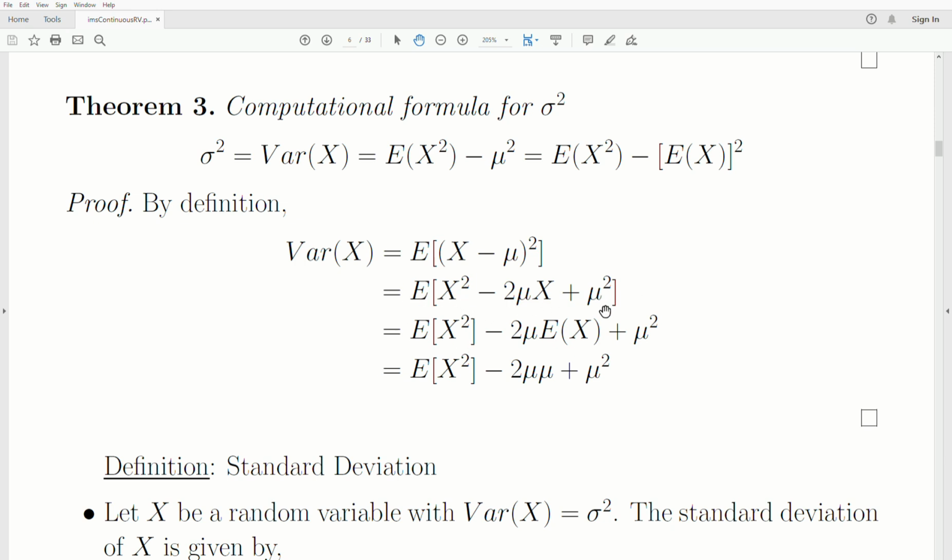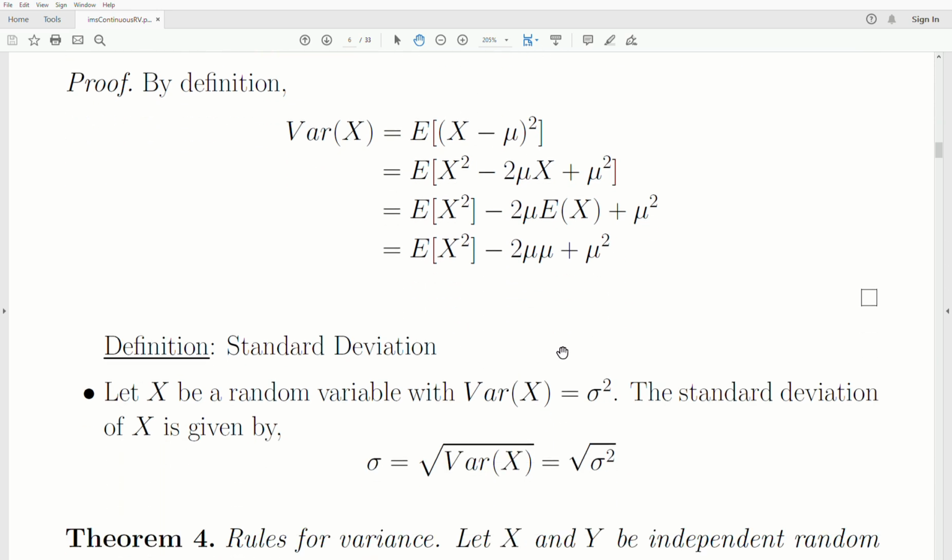Expectation is what's called a linear operator. It goes into each term, so we get the expected value of x squared. The 2 and mu are constants, so it just goes into the expected value of x plus this constant mu squared. Well, the expected value of x is mu, so we get minus 2 mu squared plus mu squared, which is minus mu squared. We have the expected value of x squared minus mu squared, which is this quantity here, and that's what we wanted to show.